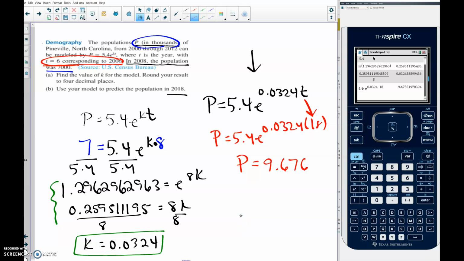Our answer is 9.676, but P is in thousands, so the prediction for the population will be 9,676 people.